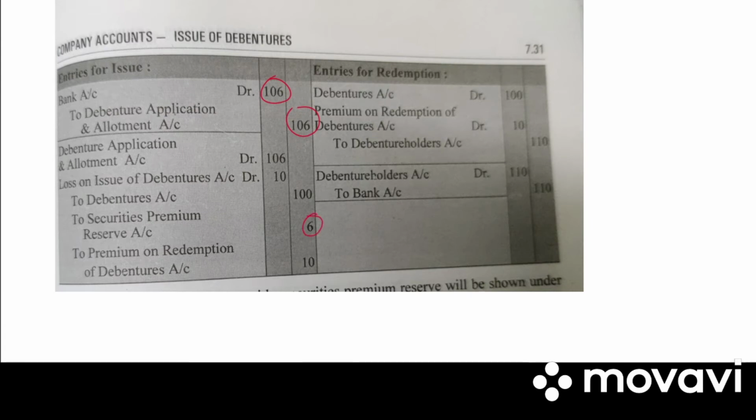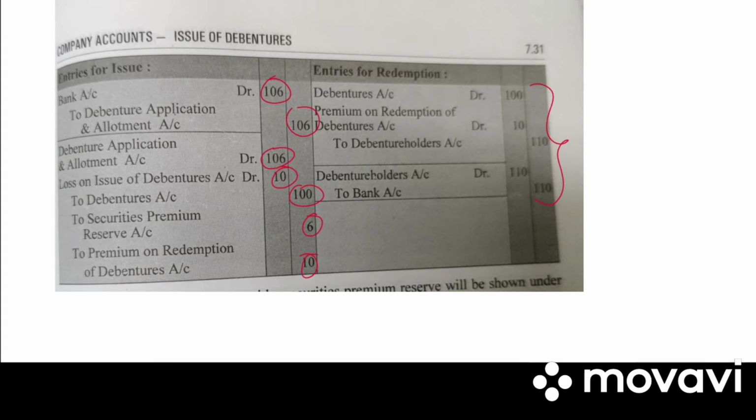Securities premium is a normal premium, that is 6 rupees. Loss on issue will be 10 rupees because it is redeemed at 110. Debenture application and allotment will be 106 and debenture will be 100. And for redemption, the entry remains the same. So on the equity and liability side, securities premium reserve will be shown under the head reserves and surplus, and premium on redemption will be shown under the head non-current liabilities.